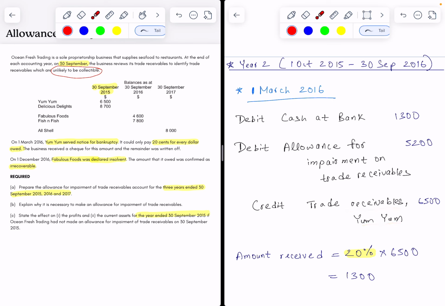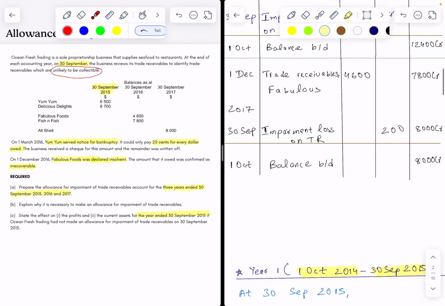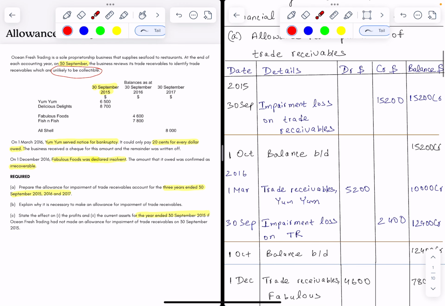All right? Now, before we go to the journal and the ledgers, we understand that the allowance for impairment of trade receivables is to be debited by $5,200. Okay? So hold that thought and let's go back up to the ledger account, and you will see that at 1 March 2016, we have included $5,200 on the debit side with the relevant cross-reference for the account used in the details column being the trade receivables account of Yum Yum specifically. So make sure to mention Yum Yum, so you have to be specific, otherwise you're going to lose marks.